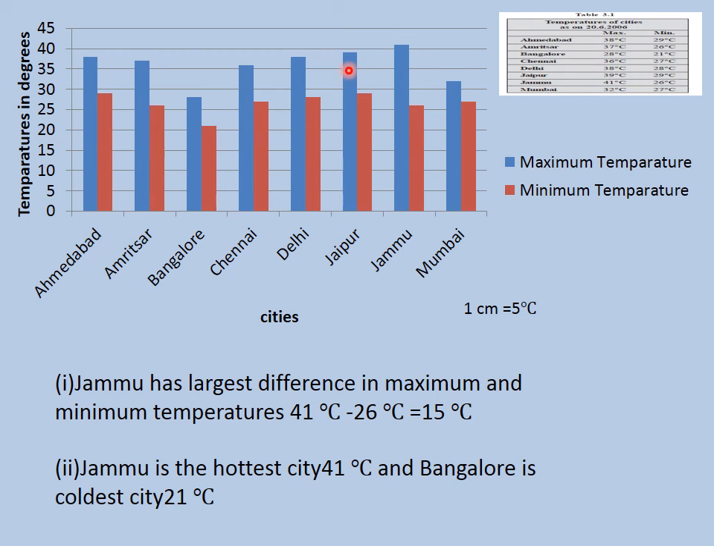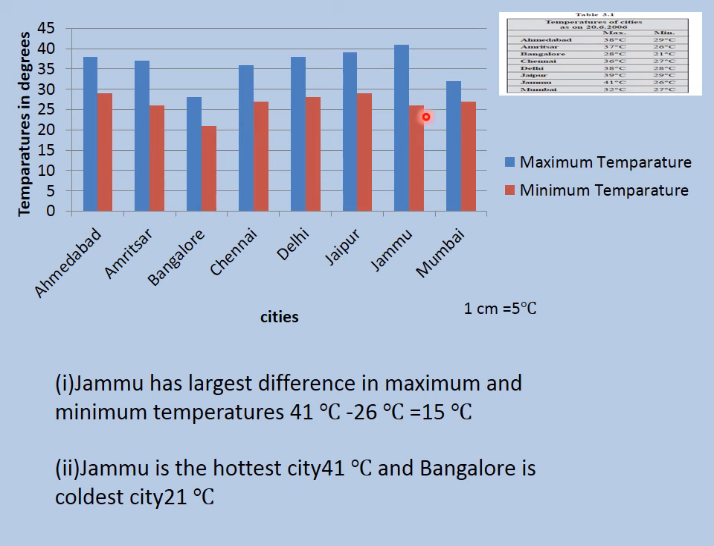Which city has the largest difference? You tell me which city has the largest difference between maximum and minimum temperatures. By looking at the bar graph you can easily tell. Otherwise you have to subtract each one, 38 minus 29, 37 minus 26 and so on, and see what is the maximum difference. But by looking at the bar diagrams, which is having a maximum difference?